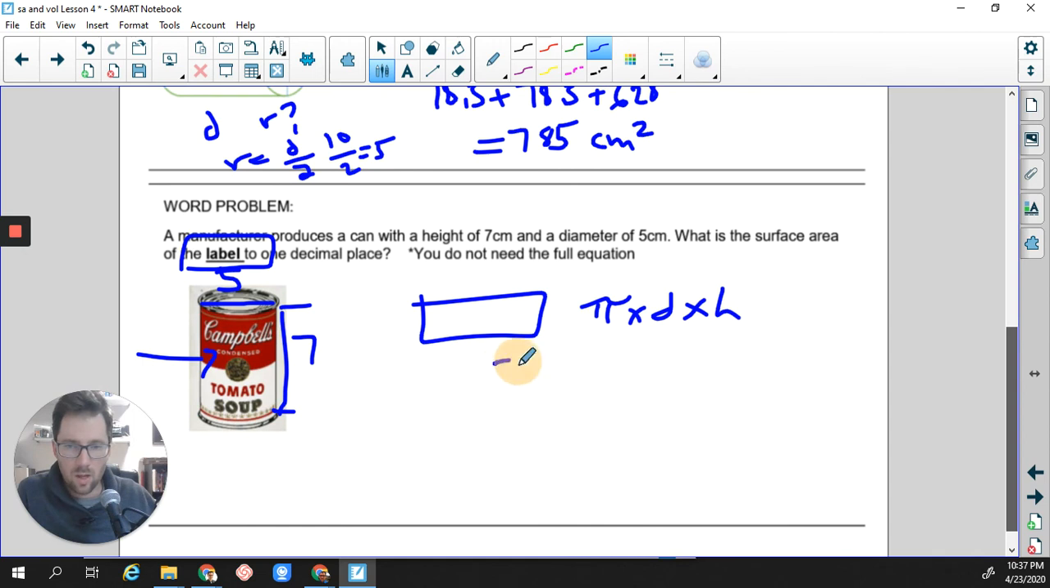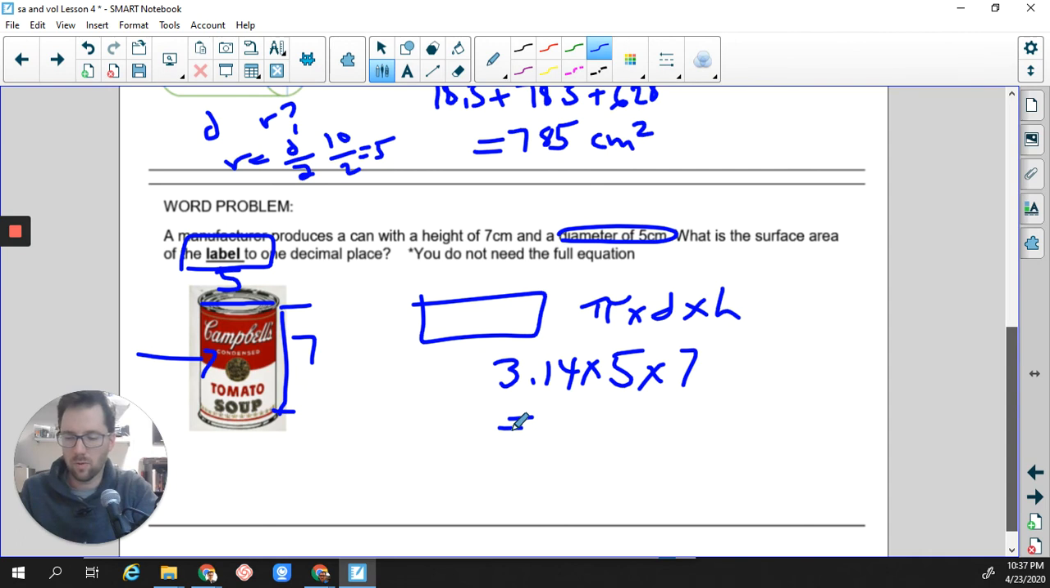Let's see what we know. 3.14 times, what is our diameter? Do we know the diameter? Do we know the radius? Which one is that 5 again? Oh, it's the 5. So times 5 times height of 7 equals 3.14 times 5 times 7 equals 109.9. What are we in here? Centimeters. And we are in centimeters squared.